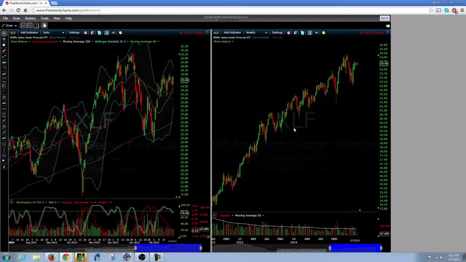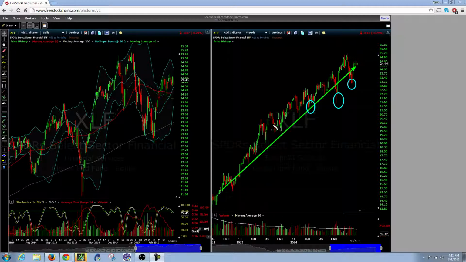Okay, so financials. XLF is the financial sector. In the weekly, what are we looking at? In the weekly, we have a clear uptrend, right? As you can see, almost just like the S&P 500, it's making higher highs and higher lows. We had a higher low and a higher low here, basically all higher lows, as you can see from the previous, and a higher high, higher high, higher high.